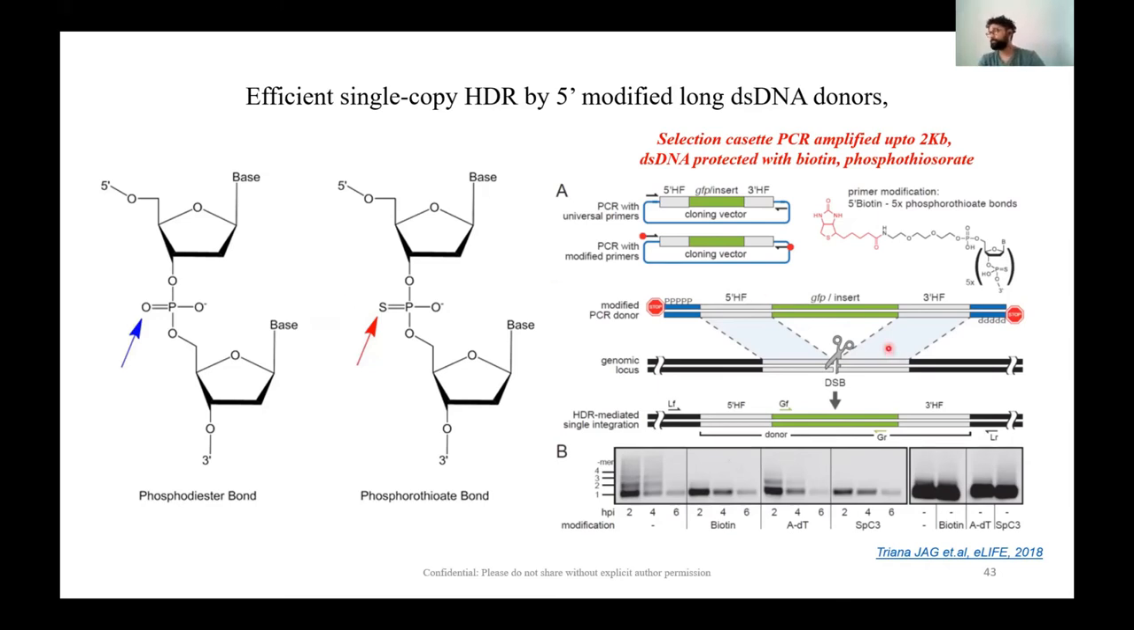What the authors did was they cloned basically their HDR construct, right, with the GFP tag, and they added not just the phosphorothioate bond, but also the biotin. So basically it's 5' biotin with phosphorothioate bond. And this you can order as a primer directly from IDT, right? It's super cheap.